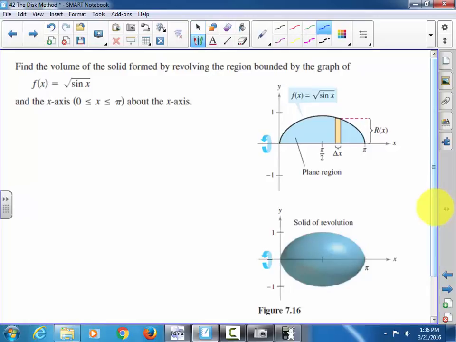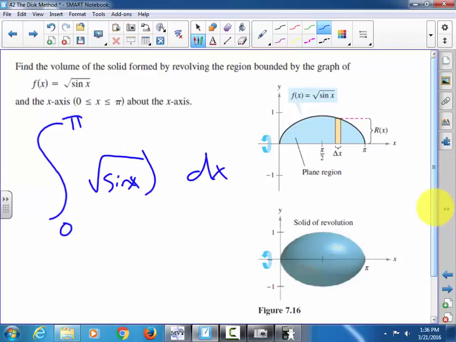Well, so what's our integration going to look like? 0 to pi. It's going to be the square root of sine of x squared, which does come out just to be the sine of x, times pi. Pi r squared. Pi r squared.